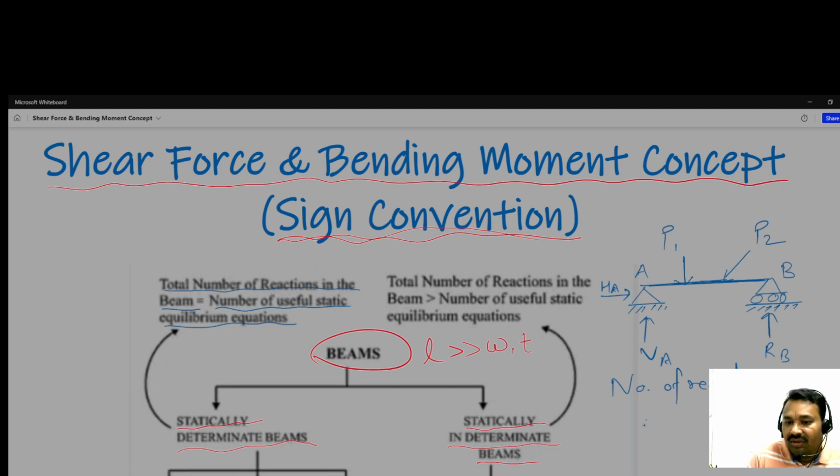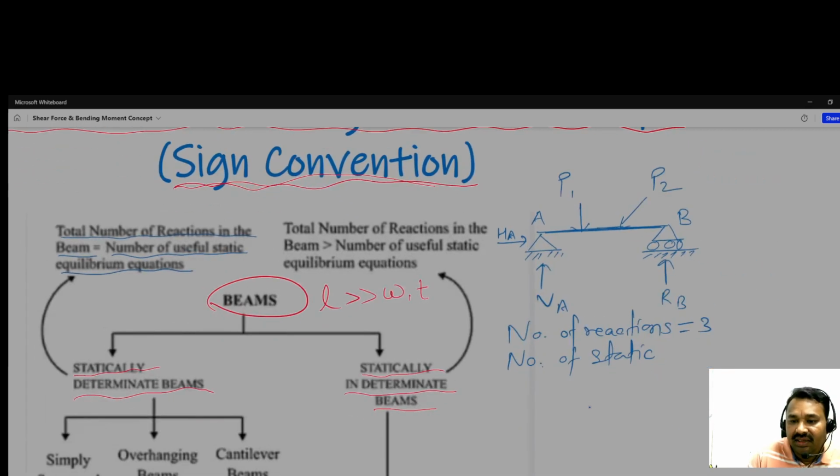The number of static equilibrium equations is 3. It is very obvious: summation of Fx is equal to 0, summation of Fy is equal to 0, and the summation of moments, in 2D, about z is equal to 0.